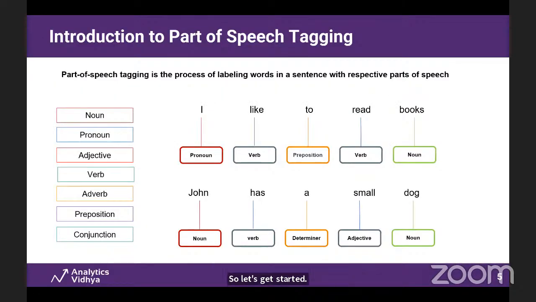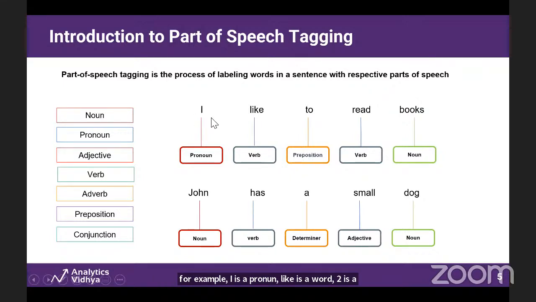So what exactly is part of speech tagging? Part of speech tagging is the process of labeling words in a sentence with their respective parts of speech. So basically, in simple terms, we are classifying words into their grammatical categories. I'm sure all of us would have come across this as part of English grammar during our school days, and this is applicable for any language. If you look at this sentence, I like to read books, what we are trying to do is tag each word in this sentence with its corresponding part of speech. For example, I is a pronoun, like is a verb, to is a preposition, and so on.